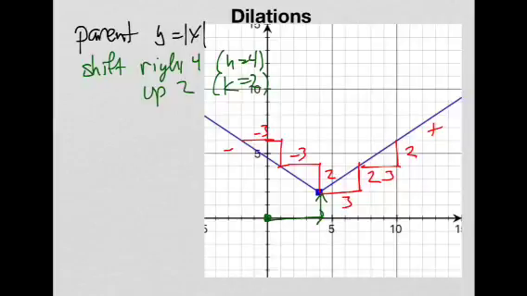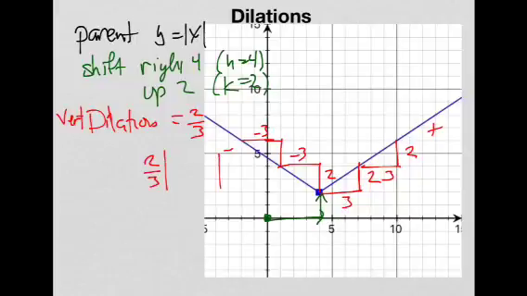So I can say this has a dilation. And when we talk about absolute value, it's generally best to think of it as a vertical dilation. You can do horizontal dilations, but they're a little bit more confusing. So we're just going to say I have a vertical dilation of 2/3. So that means I'm going to have 2/3. That's not a 2. 2/3 times my absolute value.